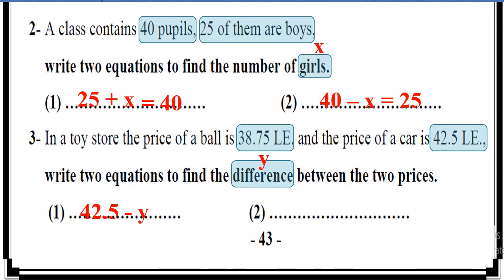Now to find the difference here, that means minus. So we will start from the big number. The big number here is 42.5. So we can say 42.5 minus y equals 38.75. And also we can say 42.5 minus 38.75 to give me the difference, which is y.